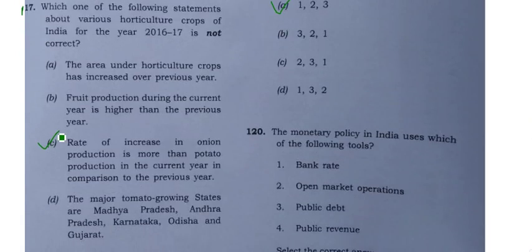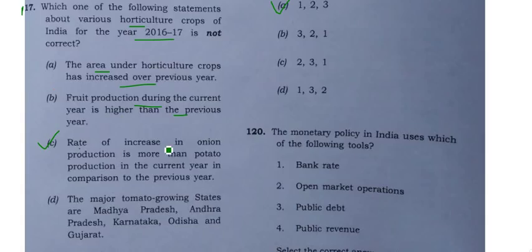1/17 one. Which of the following statements about various horticulture crops of India for the year 2016-17 is not correct? So let's see directly. The area under horticulture crops has increased over previous years. That's true. The fruit production during the current year is higher than the previous year. This is also true. Okay.